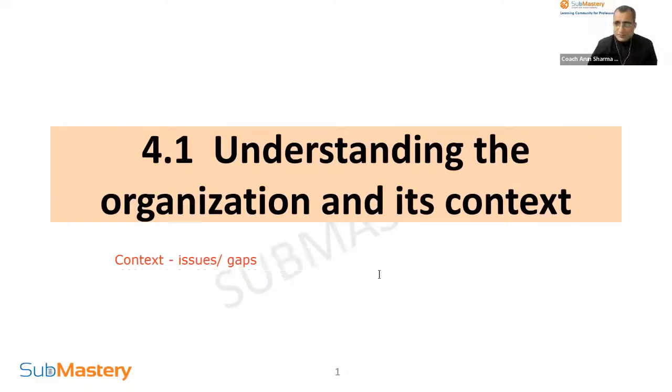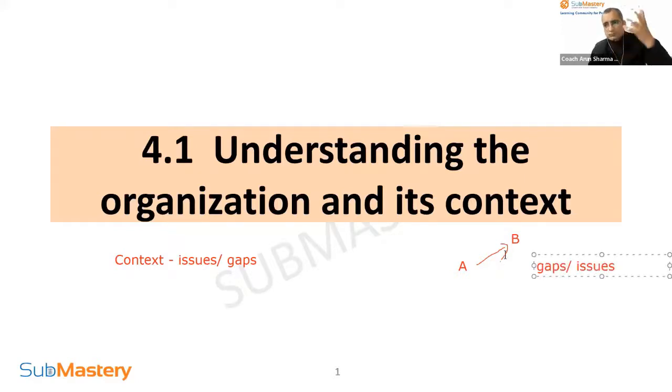One thing, very, very important: let's say you want to grow in your career. You want to go from point A to point B. If you want to go from point A to point B, what will you identify? You will identify your gaps. You will identify your issues, right? That is very, very important.